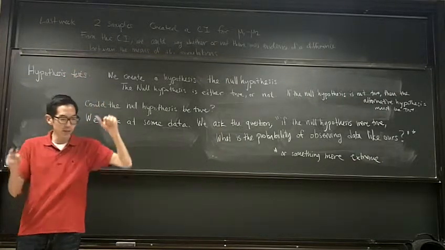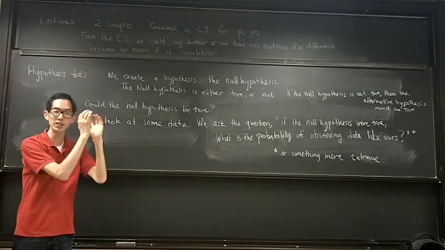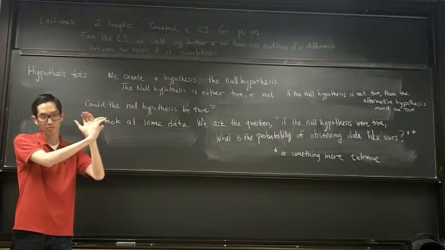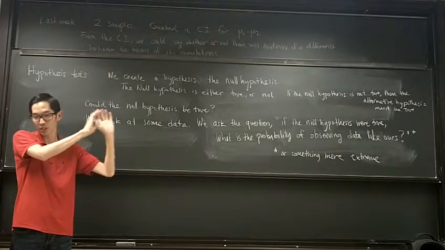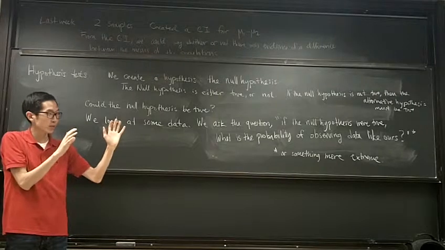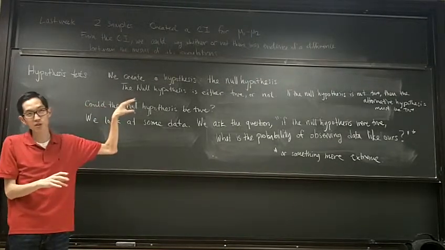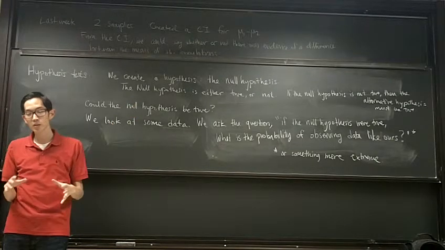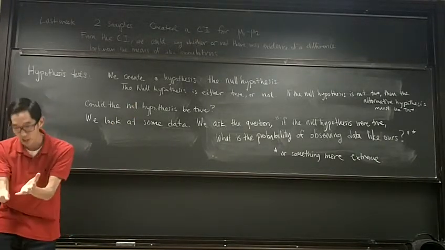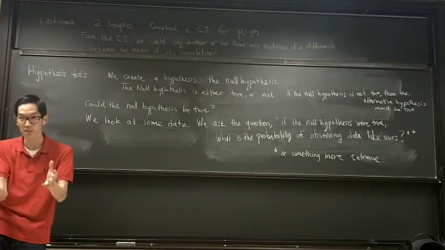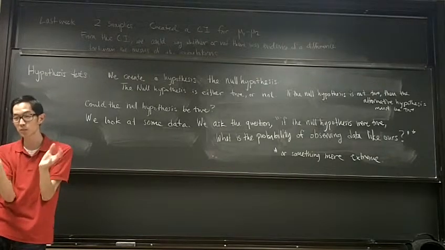So again, basically we're just making some kind of statement that could be true or not. Okay, some kind of statement, and then we're saying, okay, well, if that statement is true, if that null hypothesis is true, what's the probability of observing this data that we have right here? So we actually observe this data, and we say, what's the probability of observing this?